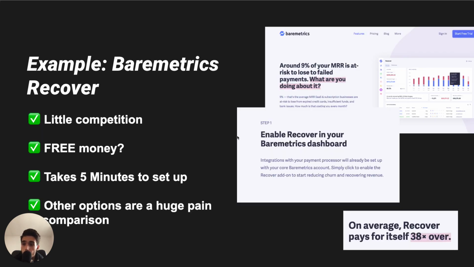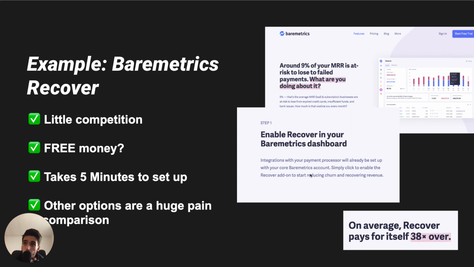So here's an example from Barometrics Recover, which is a page that I wrote with the head of growth. We wrote it live, and it has all of these points to create the perfect offer. Basically what it does is it fixes failed payments for SaaS companies, and that's responsible for a good percentage of the money they are losing from churn. It's around 9% of your MRR that is lost to this.